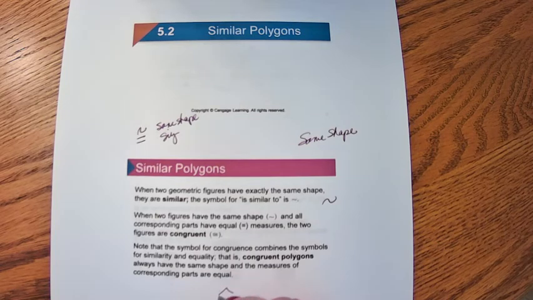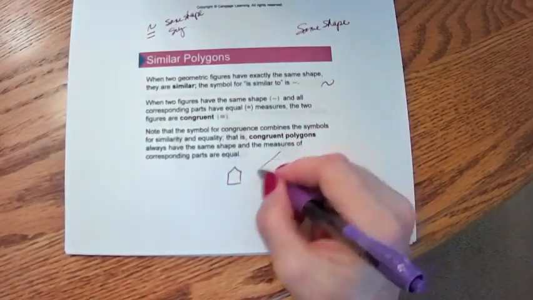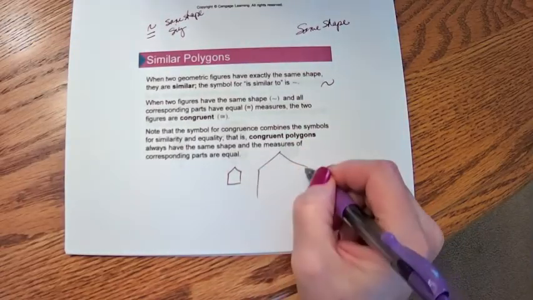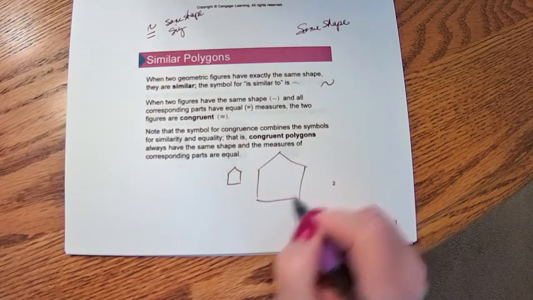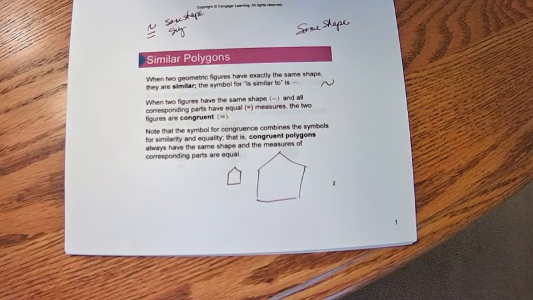So if I have this pentagon, and then I have this pentagon, they're the same shape, but they are obviously not the same size. They would be considered similar.